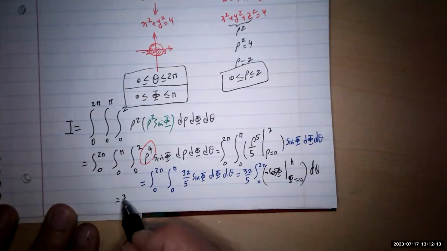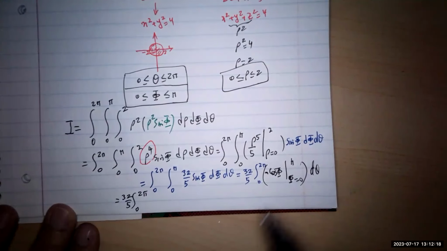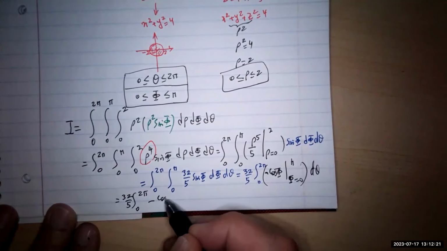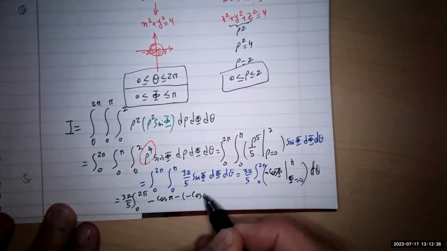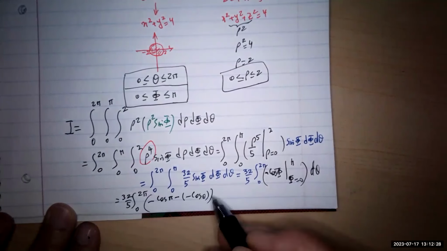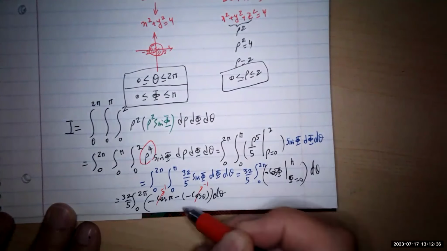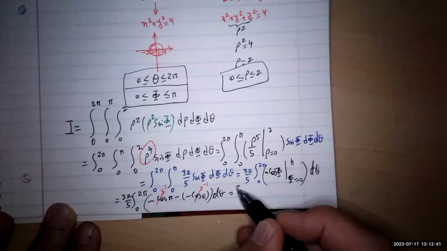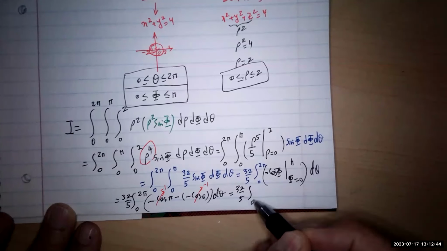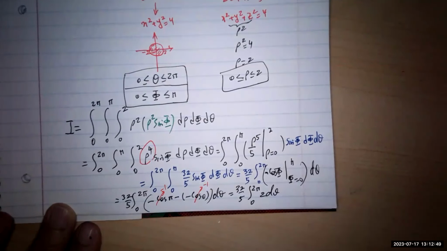It's going to be 32 over 5, integral from 0 to pi. And when you substitute that, give a negative cosine of the pi, minus a negative cosine of the 0. And everything would be d theta. Cosine of the pi is -1, make it positive, and that would be 1. So that makes it into 2 again. So that gives 32 over 5, integral from 0 to 2 pi, 2 d theta. That's it.